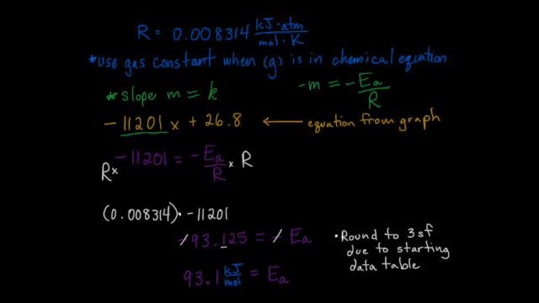Now that we have our equation from doing the graph work, we've got to remember that our slope is equal to negative Ea over R. We plug this in for the equation of activation energy over R, the gas constant, because gas is in our chemical equation. Multiply both sides by R. That gives you the value 93.1 kilojoules per mole as our activation energy. We do round this to 3 significant figures because that's what our starting data table gave us.